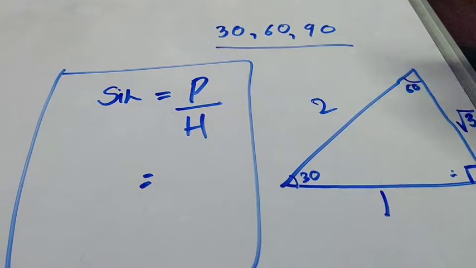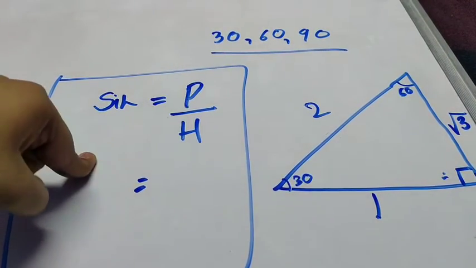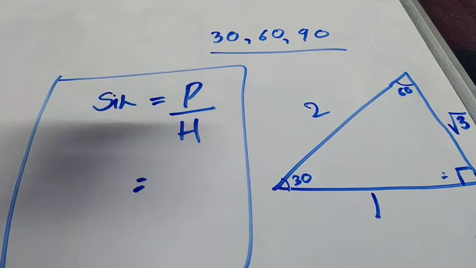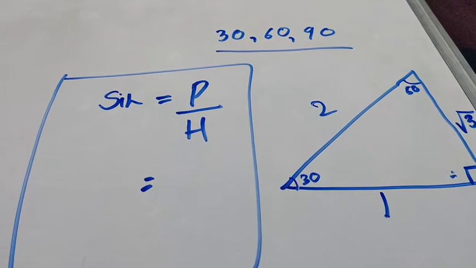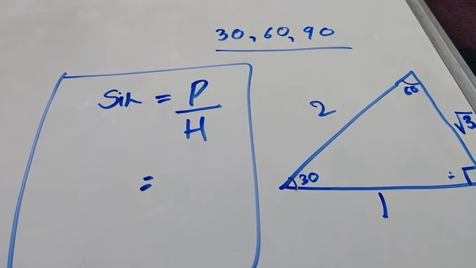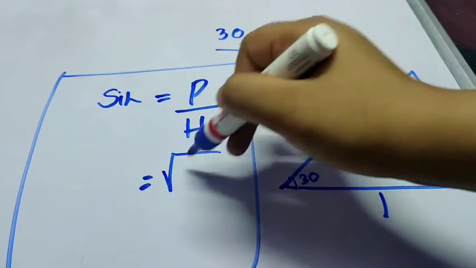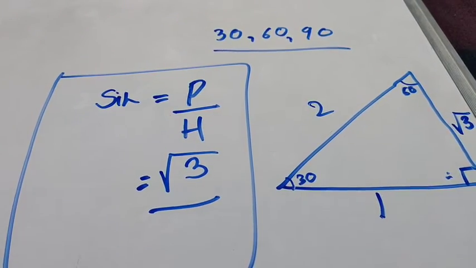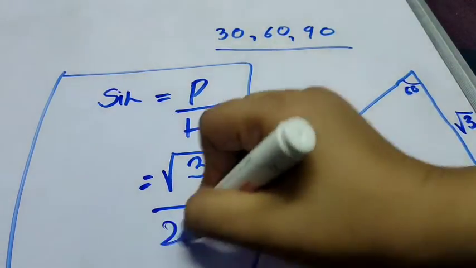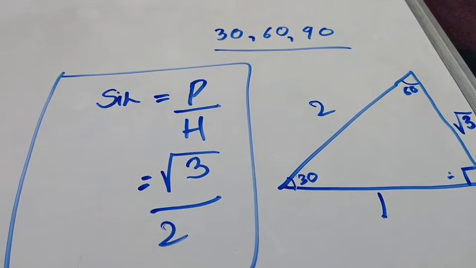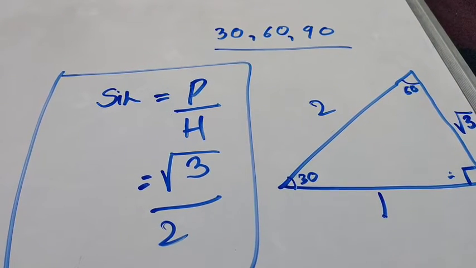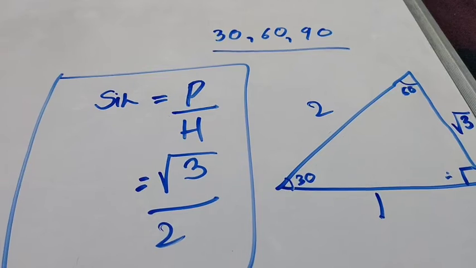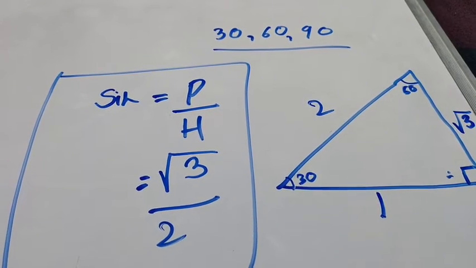In a 30, 60, 90 triangle, the sine theta is perpendicular upon hypotenuse. So the value of the perpendicular is root 3, right? So root 3 upon the hypotenuse, which is 2. So what we have found out just now is that the value of sine theta in a 30, 60, 90 triangle is root 3 by 2.